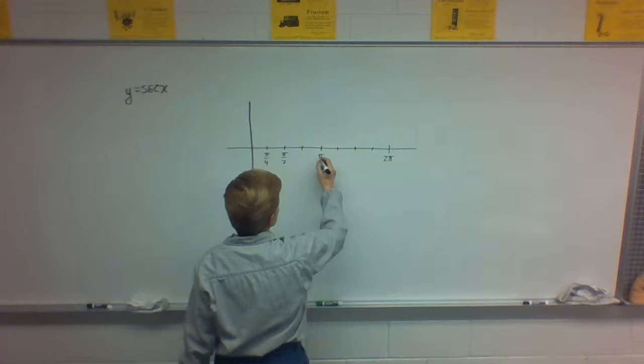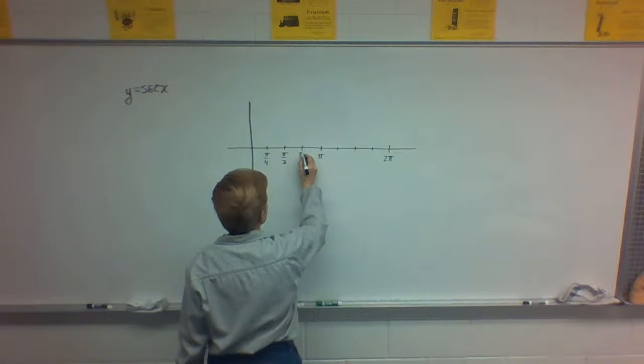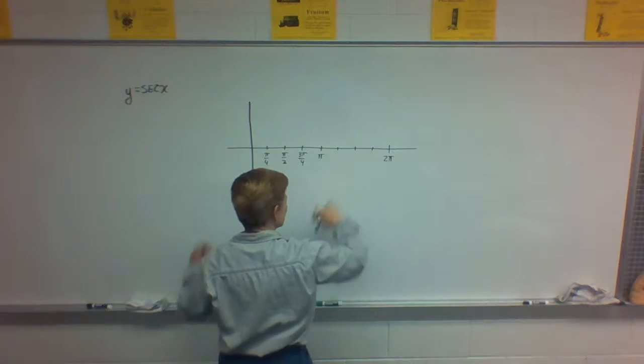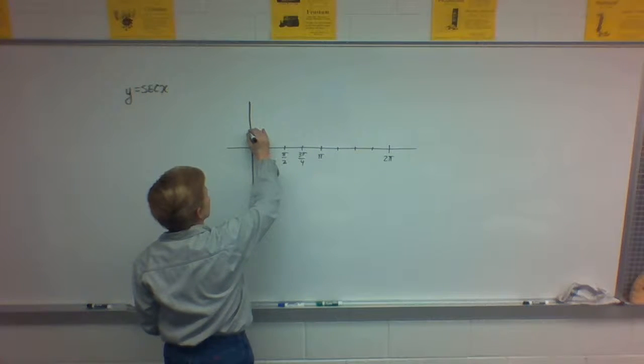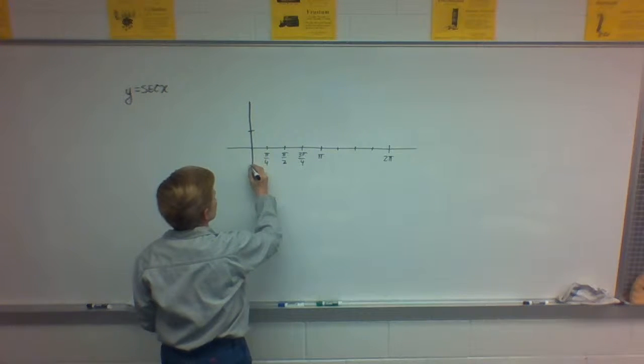It goes on up, that's pi halves, this is 3 pi fourths, and so forth. I'm going to go ahead and let those stand. And then I'm going to put a 1 right here. I'm going to put these low on purpose. You'll see why in just a minute.